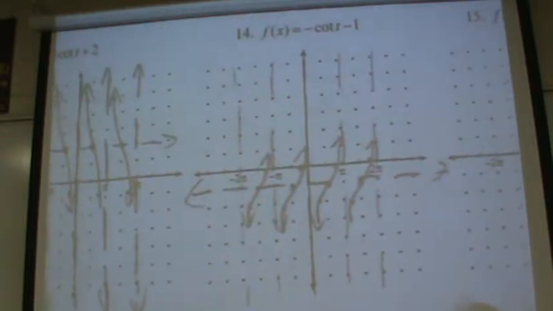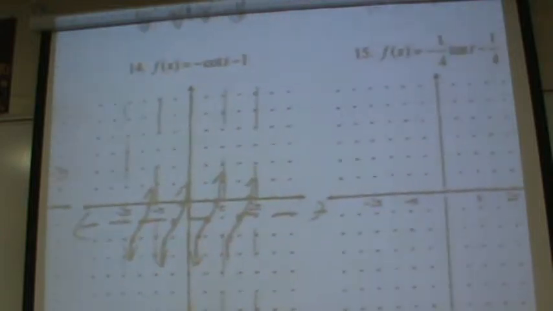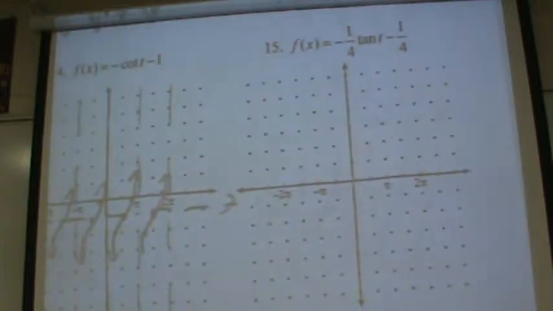Is everyone good with 14? Yes. How would you do 15? Scale it by 1/4. Good job, Robbie. That's exactly what I would do. I would scale it by 1/4.